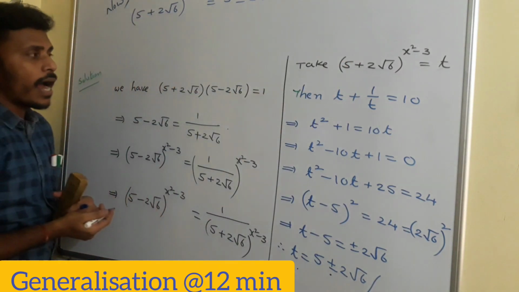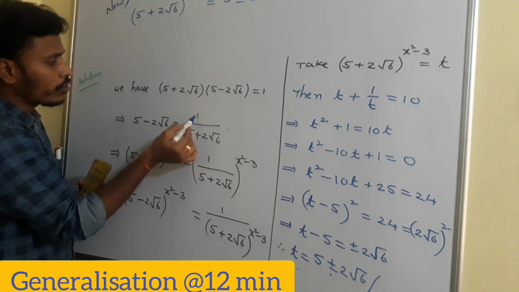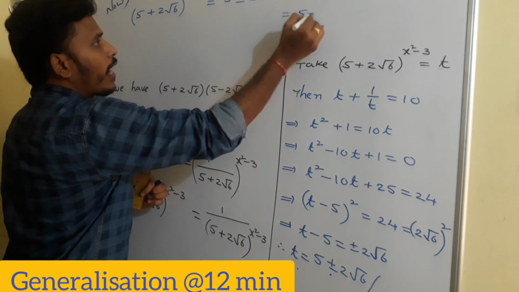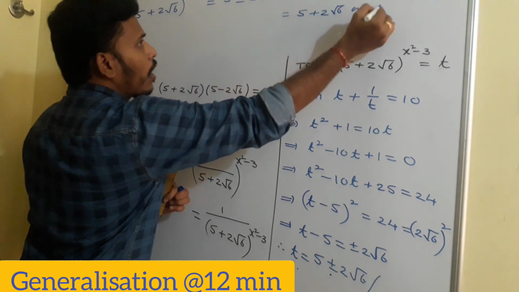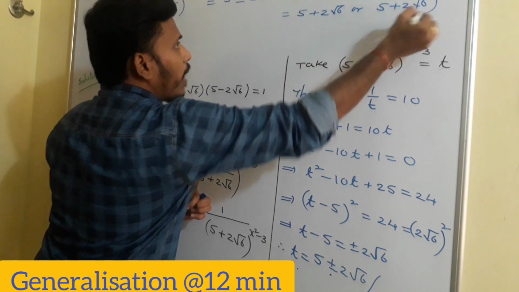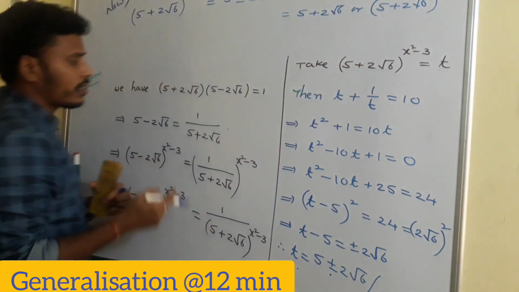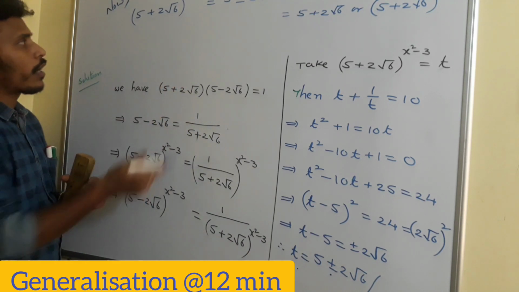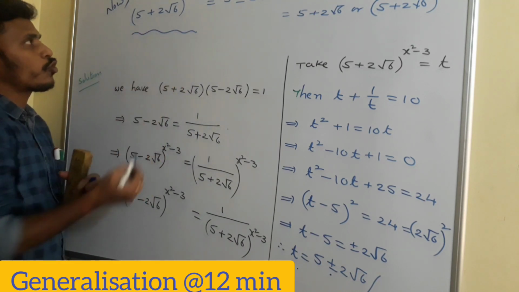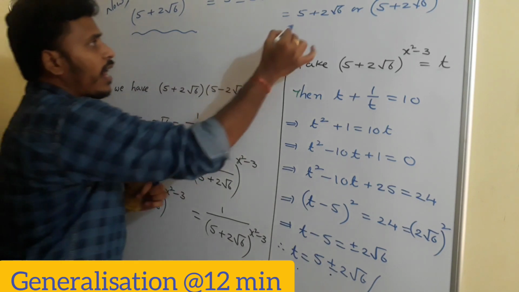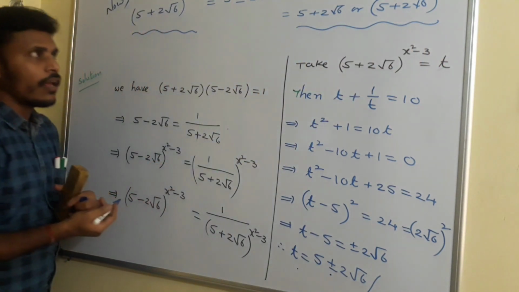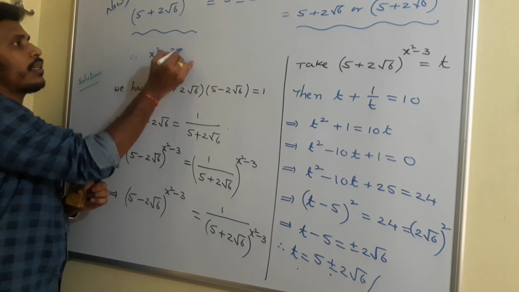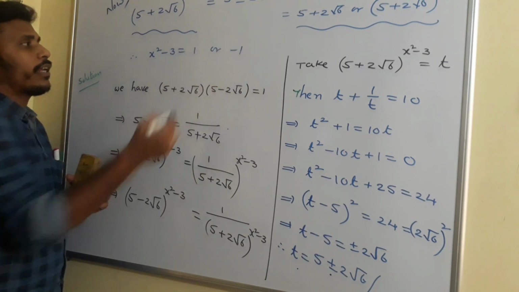Is it right? And I already have that 5 minus 2 root 6 is 1 by 5 plus 2 root 6. Okay? So this is equal to 5 plus 2 root 6 or 5 plus 2 root 6 power minus 1. 5 minus 2 root 6 is nothing but 1 by 5 plus 2 root 6, which means 5 plus 2 root 6 power minus 1. Now just observe. Here I have 5 plus 2 root 6 power x square minus 3, and here I have 5 plus 2 root 6 or 5 plus 2 root 6 power minus 1. Therefore, x square minus 3 is equal to 1 or minus 1.